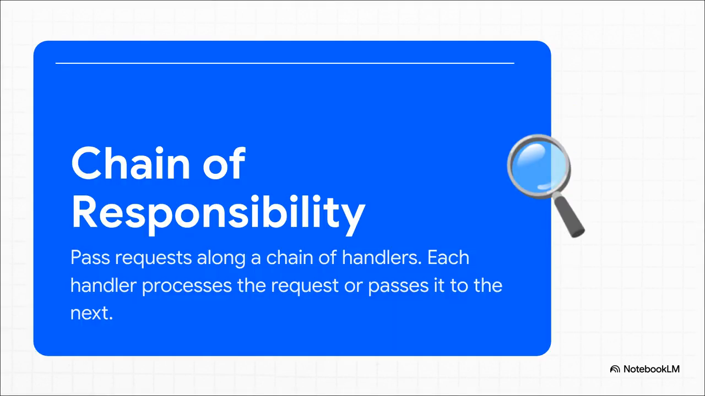The solution here is so elegant. Instead of one object having to know about all the possible handlers, you just create a chain of them. The request gets passed from one to the next, right down the line, until one of them says, "Yep, I got this," and processes it. The original sender is completely decoupled. It only cares that the request gets handled, not who does it.